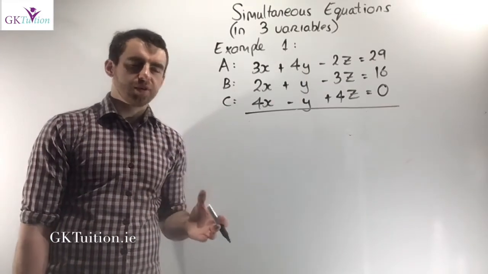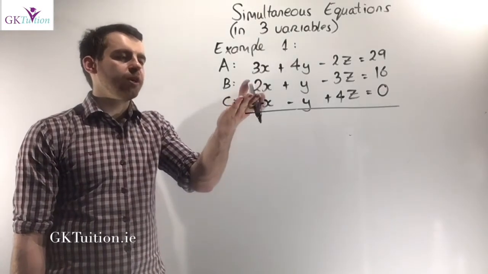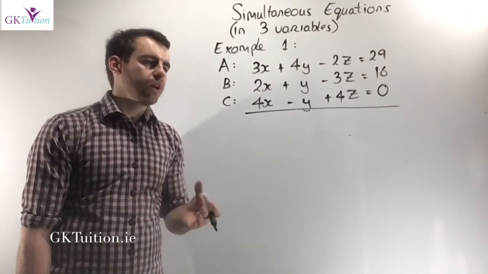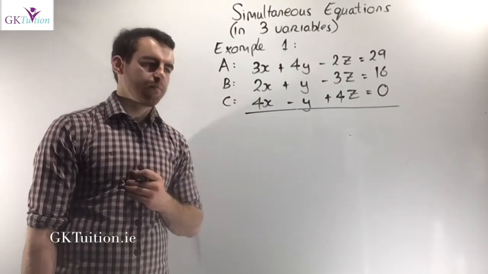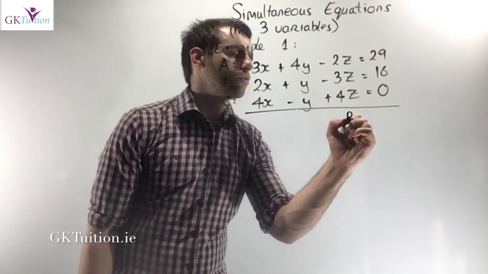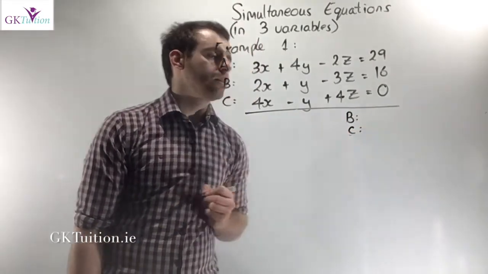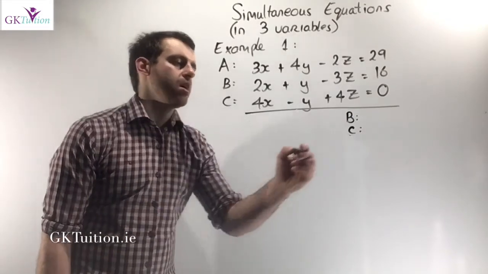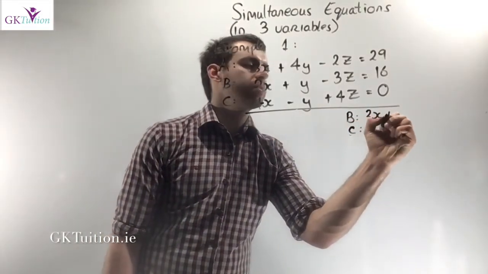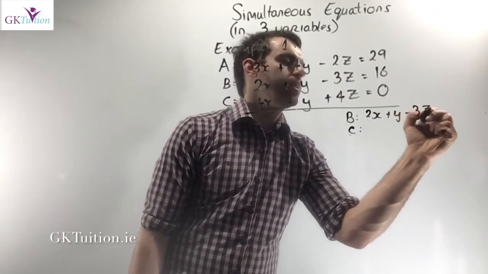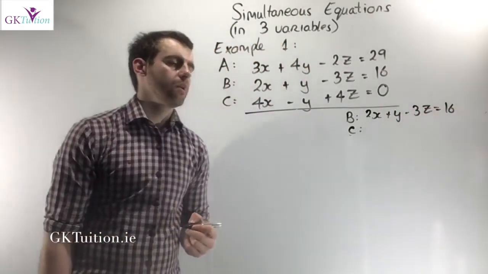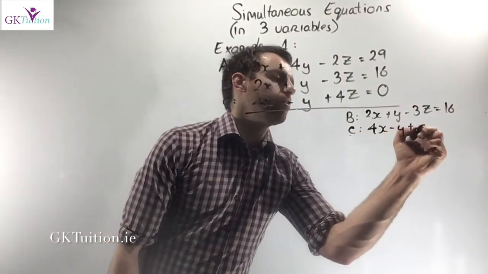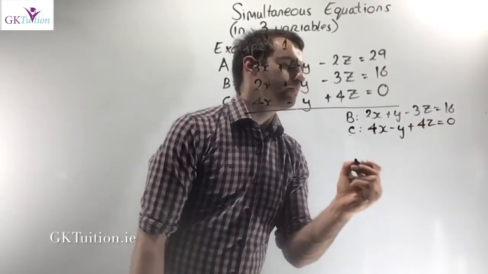Think back to what you would have done at Junior Cert. If I just add equation B and equation C together, my y's will cancel and I'll be left with an equation that only has x's and z's in it. So I'm going to structure this nicely. I'm going to label B and C to indicate that I'm writing out equation B and equation C. Equation B is 2x plus y minus 3z is equal to 16, while equation C is 4x minus y plus 4z is equal to 0.